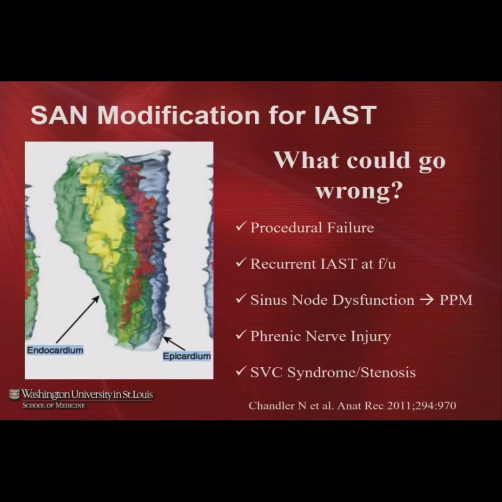You also saw in that initial slide that the phrenic nerve runs right near that SA node territory, okay? And then last but not least, these patients with inappropriate sinus tachycardia are typically young and otherwise healthy. And if you're hammering their SVC-RA junction, you can cause SVC stenosis, SVC syndrome. And if those patients have a pacemaker, that's particularly a bad combination, okay?